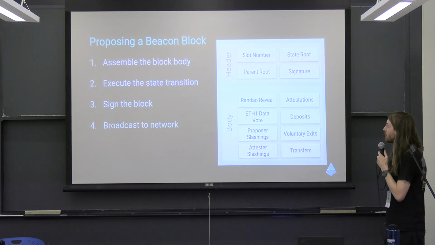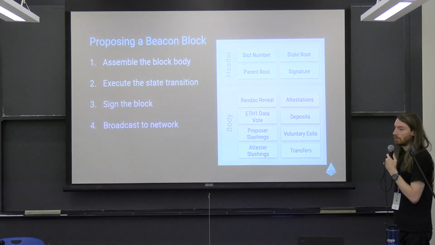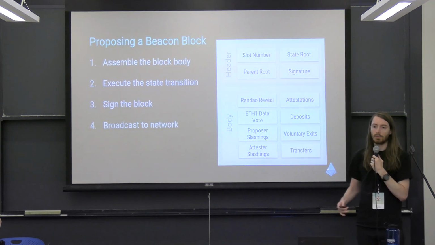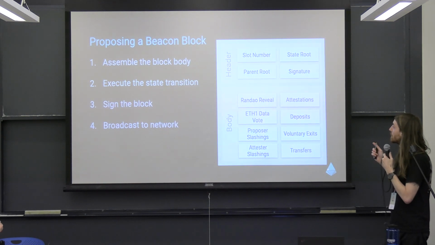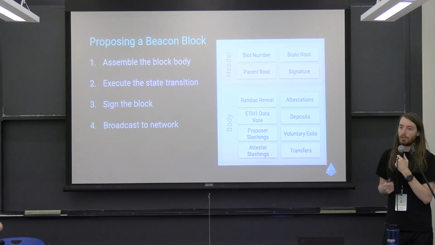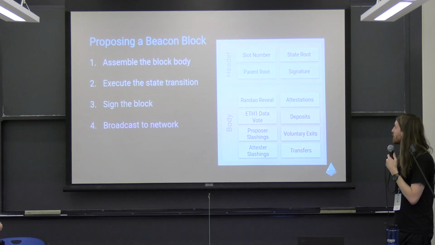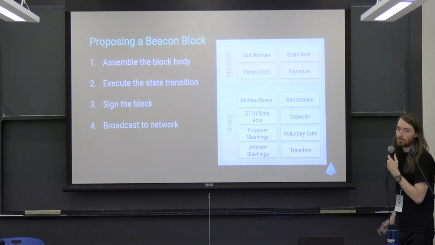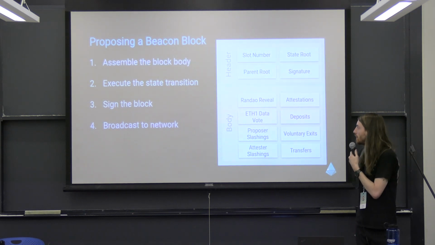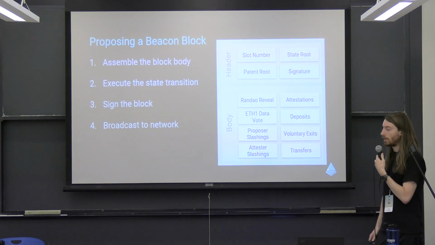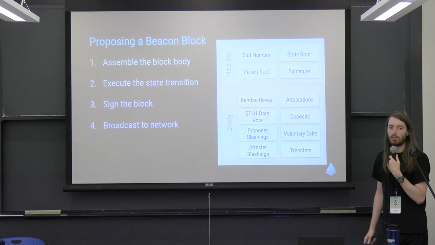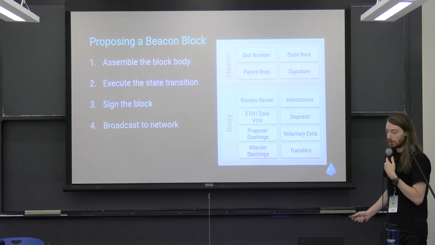So we build all this, put it all together, we then execute the state transition, so what happens after we get this block, and we take the root of that, just like we would do with Ethereum today, and then we sign this whole thing and broadcast it to the network. So this is really quick. You're just fetching data from disk or memory and then signing it. So at least compared to proof of work, this is really easy to do.